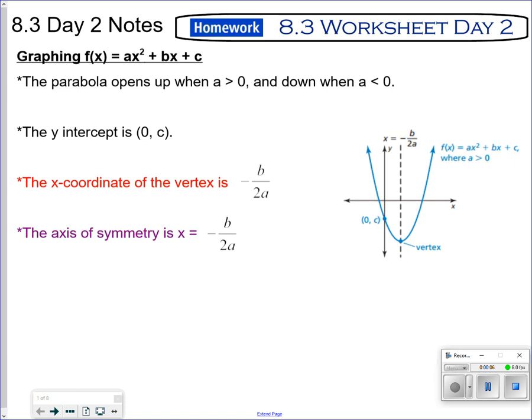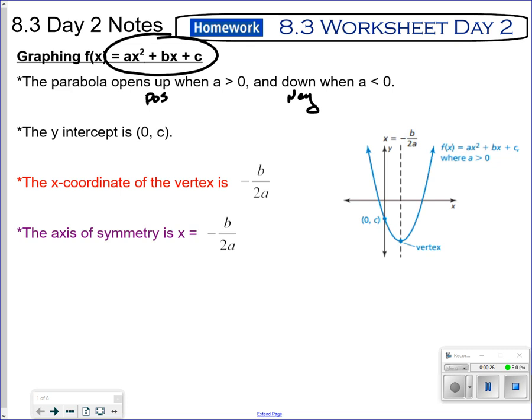8.3 day 2 notes. So we're going back to standard form again. Standard form is ax squared plus bx plus c. So that's what that looks like for standard form. And some of the questions that we talked about yesterday, just going over those again. The parabola goes up if the a value is positive. The parabola will go down if the a value is negative.